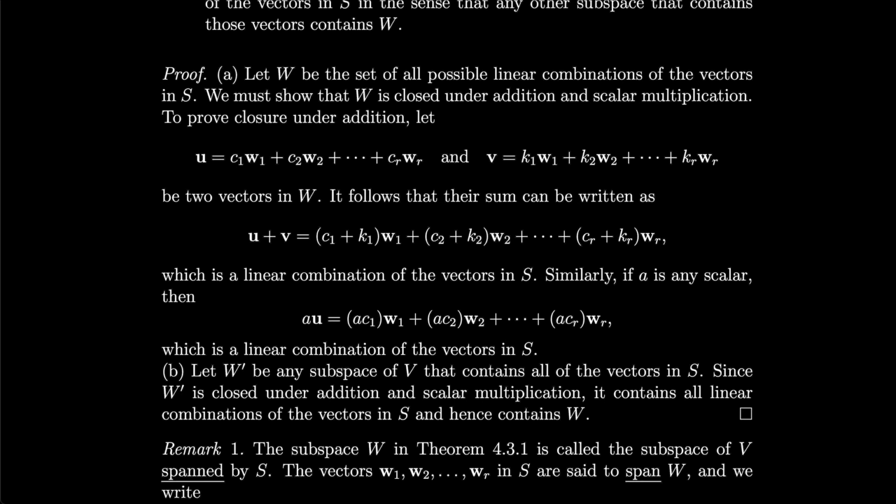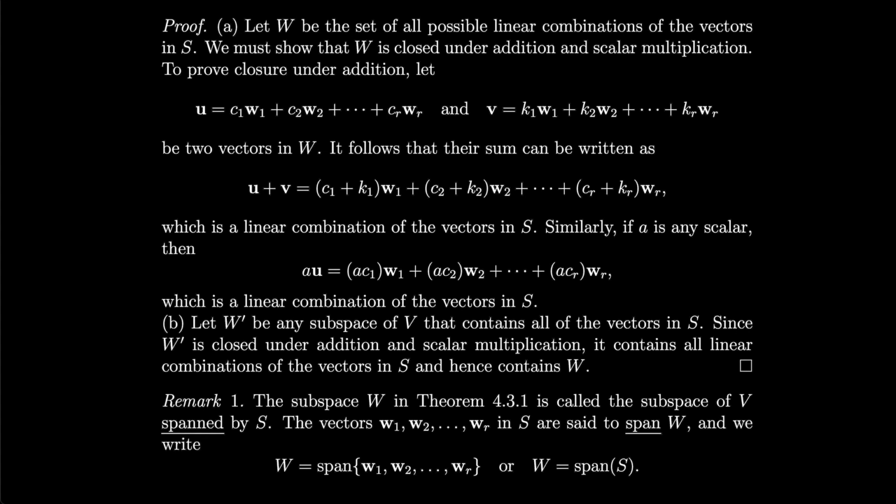To see that it's the smallest one, let W prime be any subspace of V that contains all the vectors in S. Since W prime is closed under addition and scalar multiplication, it contains all linear combinations of the vectors in S and hence contains W. The subspace W in this theorem is called the subspace of V spanned by S. The vectors w1, w2 through wr in S are said to span W if we write W equals the span of w1 through wr, or W equals span S if that set is denoted by S.